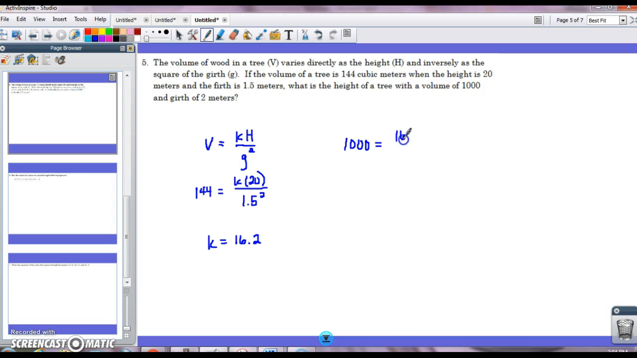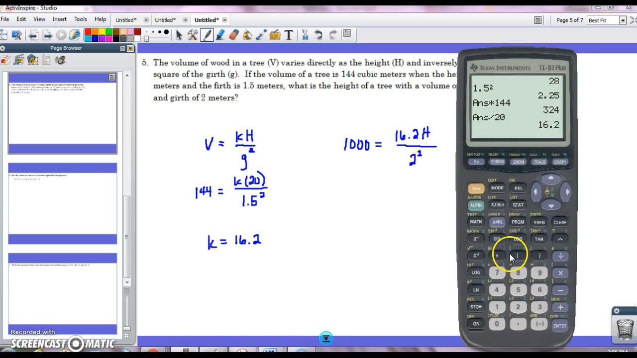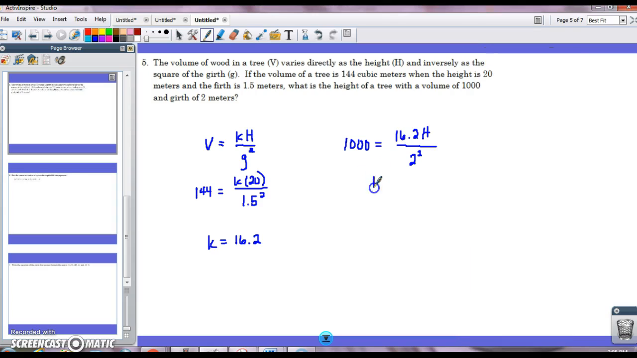So now that we know K, we can substitute that in. So 1,000 equals 16.2 h over 2 squared, and so that would be 4,000 divided by 16.2, and that would give you 246.9. H is equal to 246.9. Okay, so that's an example of that combined variation.